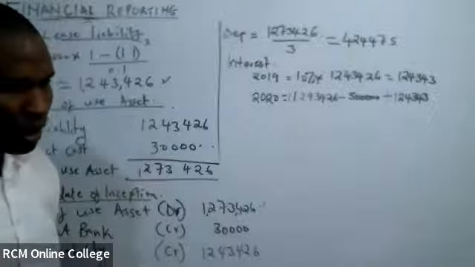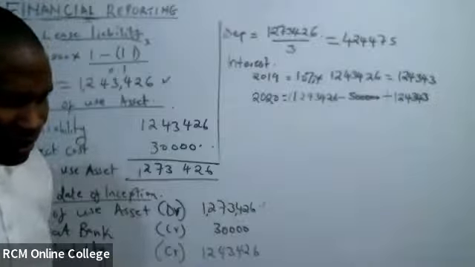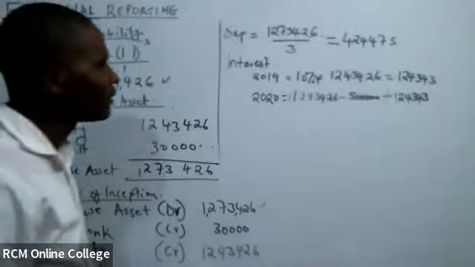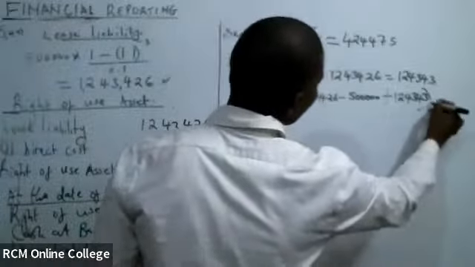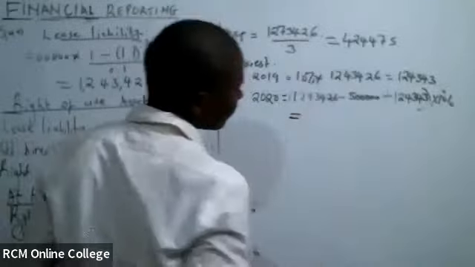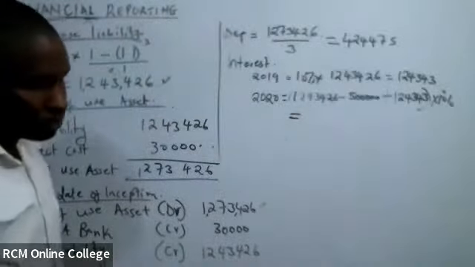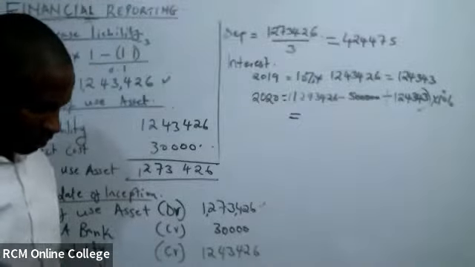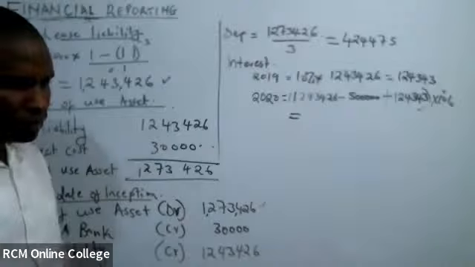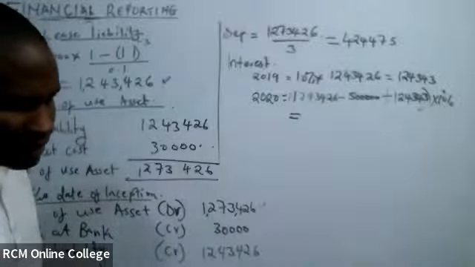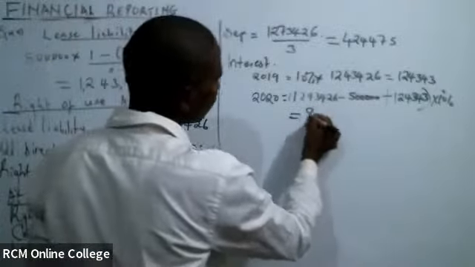So let's add that together. 867,768. Good. Now you apply your rate. Whatever you get there, find 10% of that. So what is the interest? The interest will be 86,779.